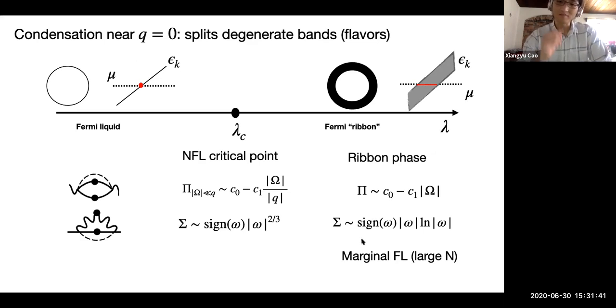So in this ribbon phase, you can show that the coupling to boson gives rise to a marginal Fermi liquid, whereas at the critical point, when the boson is about to condense, you have a non-Fermi liquid critical point which has this omega to the two-thirds self energy, so it's not Fermi liquid. And this is, I forgot to put it here, nothing but the random phase approximation solution of Harper and Lee and collaborators in the 90s, I guess.